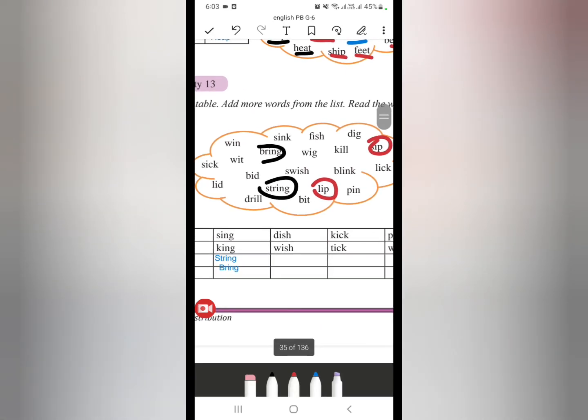Now dish, wish, the words which finish with sh. You see, swish, fish.